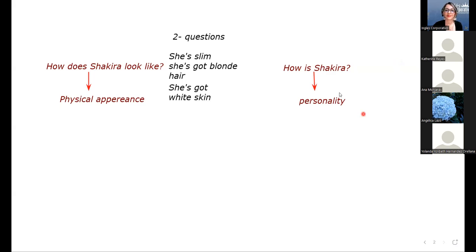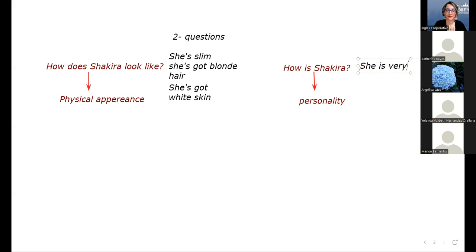Marlon, how is Shakira? Can you tell us one thing about her? Okay, Shakira is very intelligent and smiley. She's a good person. And what was the second one? Smiley. Sonriente. Okay, right. Intelligent and smiley. And she's a good person. Thank you, Marlon.